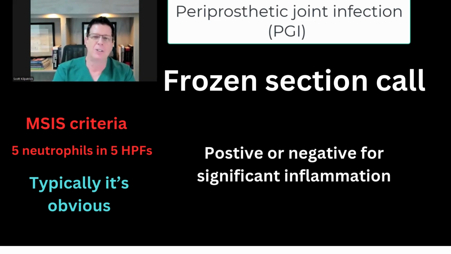We're not going to give you a count, but what we are going to do is follow the MSIS criteria, which they like. If we use the word significant, that tells you it's greater than 5 per 5 high power fields. If we say negative, it's less than that. And that way we don't get into focal acute inflammation.